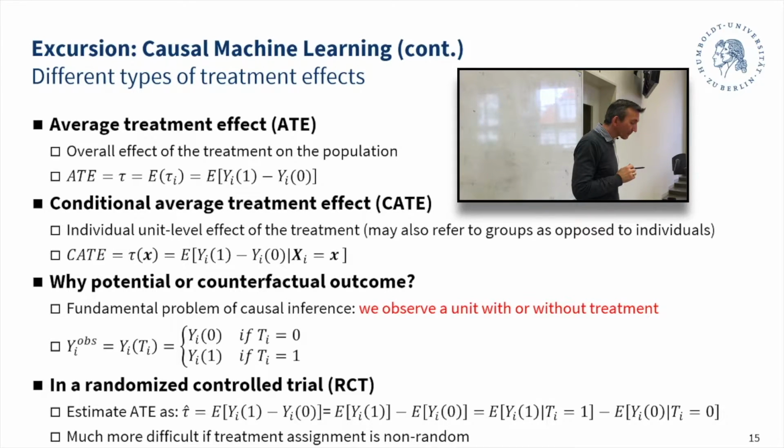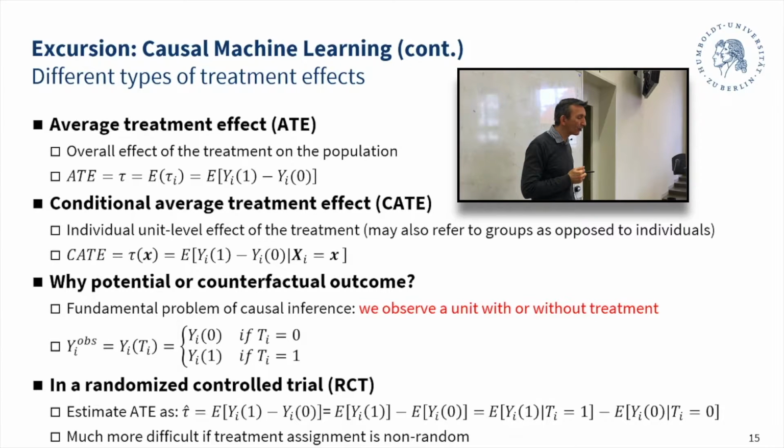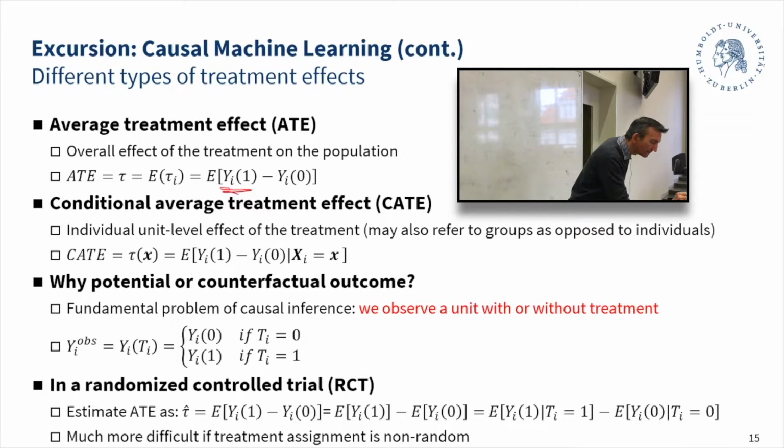And the way people approach this problem of finding treatment effects, typically it's carried out in the Rubin framework, which is also called the potential outcome framework, or counterfactual outcomes is yet a different term. Why counterfactual or why potential outcomes? The thing is that these quantities here can never be observed.